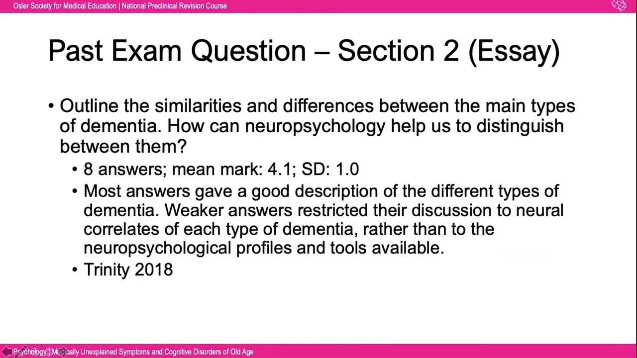So a past exam question on cognitive disorders of old age looks at the differences between the main types of dementia. And this is also an extremely common topic for the Part A multiple choice questions.